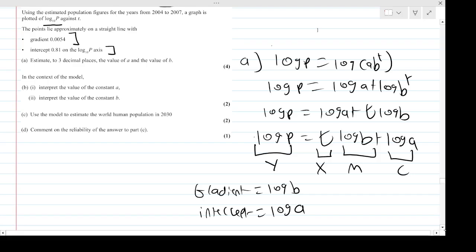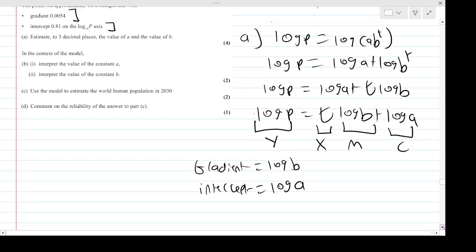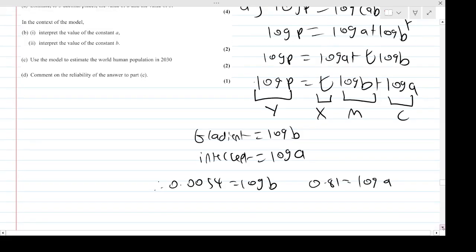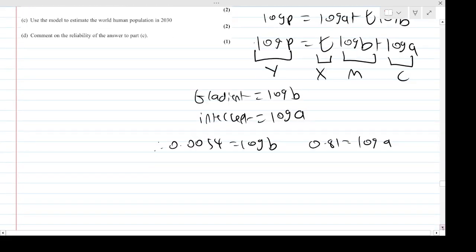Okay, but we're given the information about the gradient and the intercept, right? We know that the gradient is indeed 0.0054. So 0.0054 is equal to log b, the gradient. And also the intercept is 0.81. So 0.81 equals log a. And so we can solve these two equations to find b and a. So we can take powers of 10. So again, 10 to the 0.0054 is equal to 10 to the log b. Again, log is base 10 by default here. So the log and the 10 cancel. So b is 10 to the 0.0054.